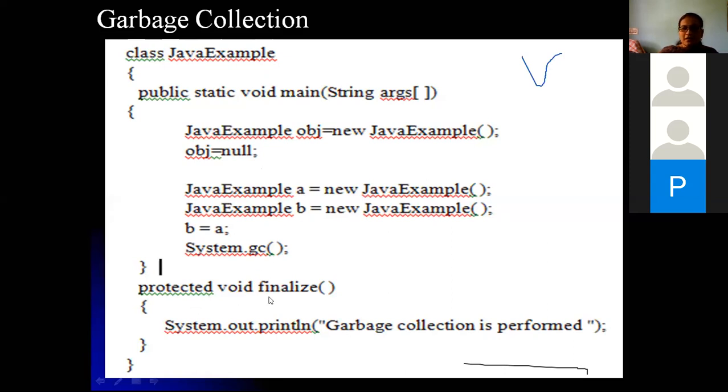by calling a protected void finalize method, and this is compulsory. Protected is compulsory. The protected void finalize method will deallocate the memory which is allocated for the obj object as well as the A object. So this is the garbage collection concept. When the object is unreferenced, only then you have to clear it, I mean reclaim the memory.